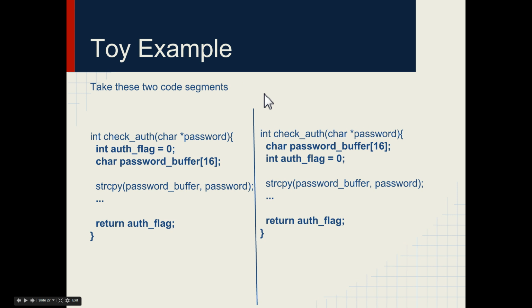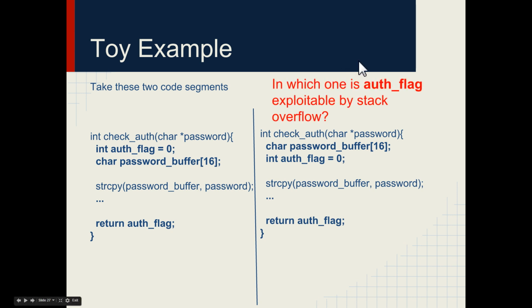Here's just a toy example. We're going to take these two code segments, and we want to know in which one is auth flag exploitable by stack overflow. So in each one, it declares auth flag, declares the password buffer, does a vulnerable strcpy, and then it returns the auth flag.